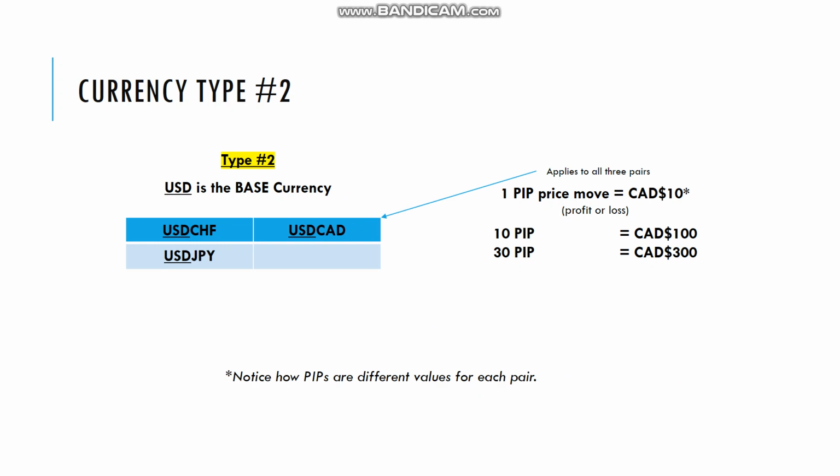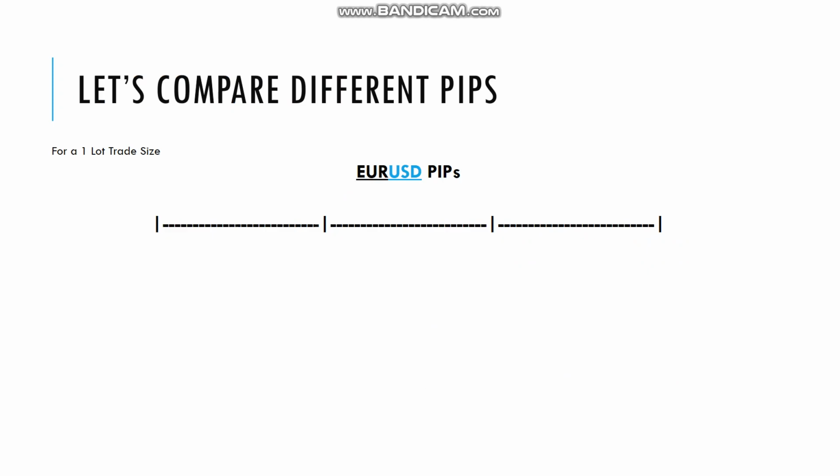A similar table would apply to all 3 pairs listed. Notice how pips vary in value for each pair. For example, a 1 pip move with the euro dollar is worth more than a 1 pip move with the dollar CAD. Let's compare the different pips using a visual approach. First, we'll look at the euro dollar example from an earlier slide using a scaled line graph.